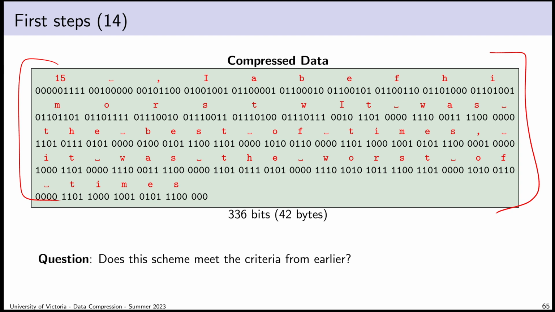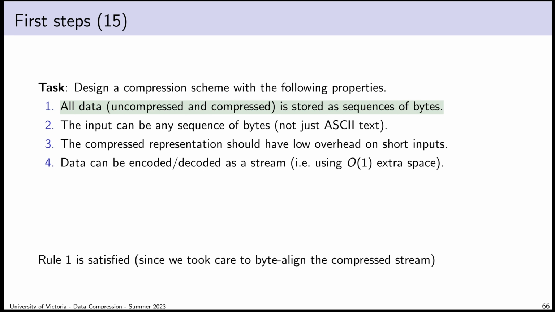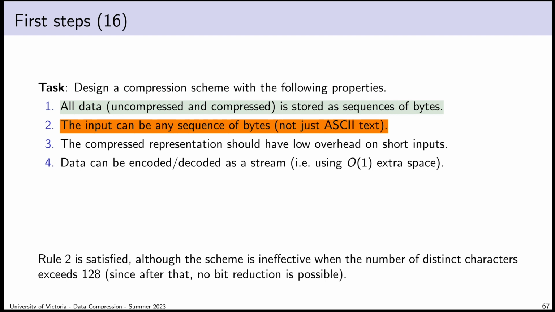The question is, does the scheme we've just developed actually meet our criteria? Well, okay, rule number 1 obviously is satisfied. So we took extra care to make sure that the output of the compressor was byte aligned. So it's a whole number of bytes. So that's fine. But rule number 1 isn't the hardest one to satisfy. Can the input be any sequence of bytes? Well, the answer is yes. So the scheme is designed for cases where the input contains a small number of possible characters, but it's able to work on any sequence of bytes.